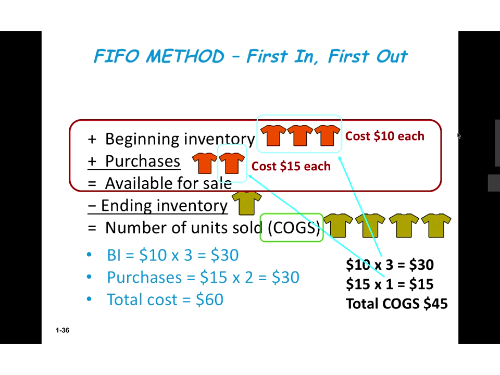First ones in or first ones out. So we sell our oldest first. So we sold 4 units. We're selling the 3 from beginning inventory and then 1 from purchases. So my total cost of goods sold under FIFO is $45.